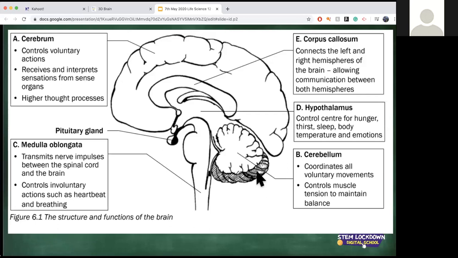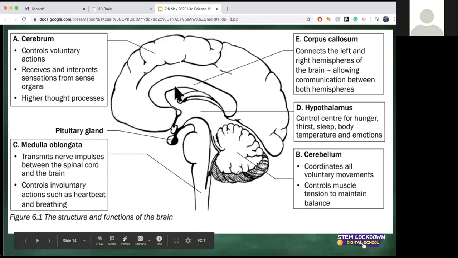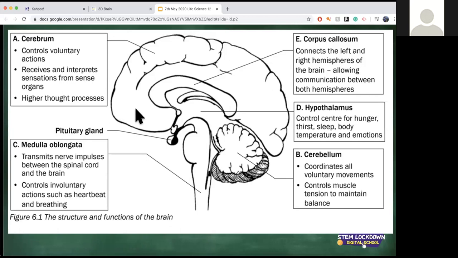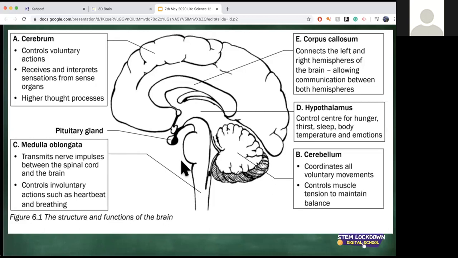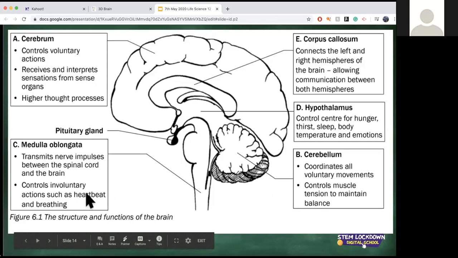And last but not least, we're going to look at the medulla oblongata, or the brain stem. This transmits nerve impulses between the spinal cord and the brain. So it's a connection between the spine, the spinal cord, and your brain. And it includes things like breathing, heartbeat, all your involuntary actions. In an accident, if your medulla oblongata is damaged, usually it is not a great prognosis, and a person might be declared brain dead because these involuntary things like heartbeat and breathing have been severely affected.